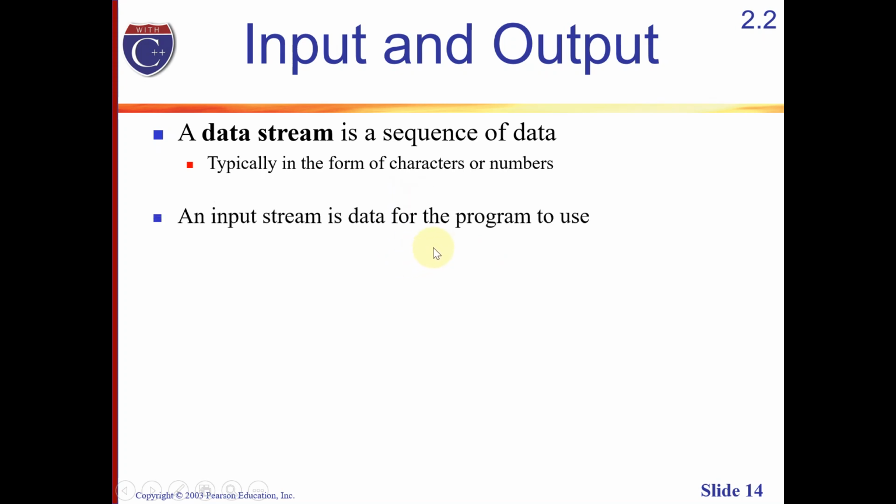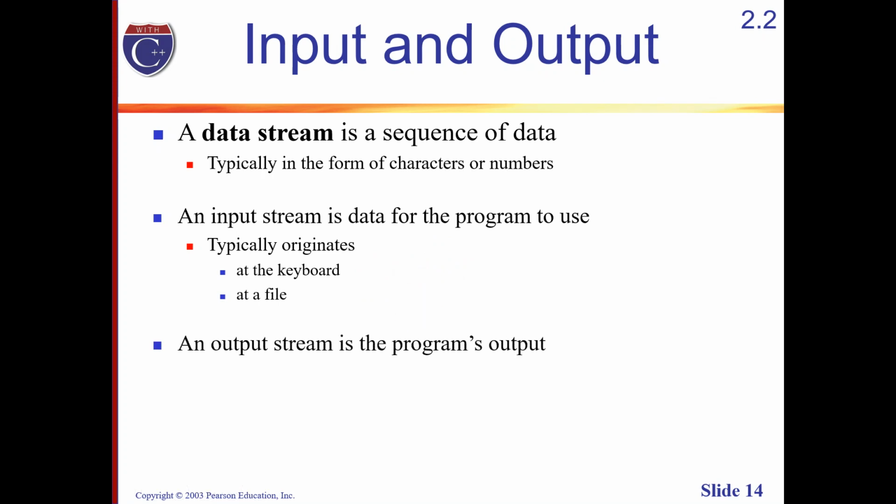For input, we have what we call the input stream, which is data used by our program. Usually, it comes from the keyboard, or the input to a program can also be a file. On the other hand, for the output, we have what we call the output stream, in which the typical destination of our program's output is the monitor, and it can also be written to a file.